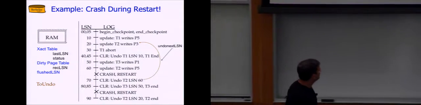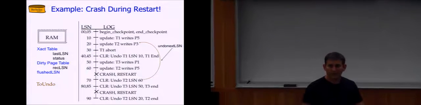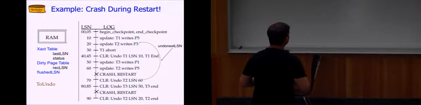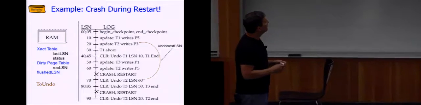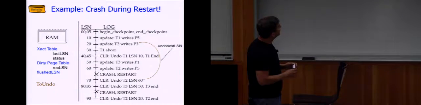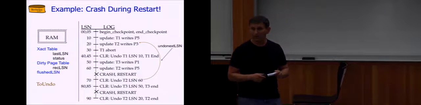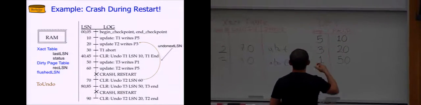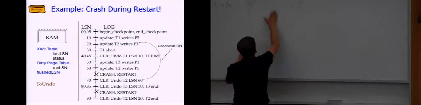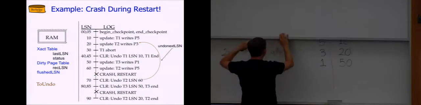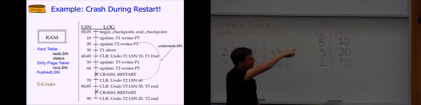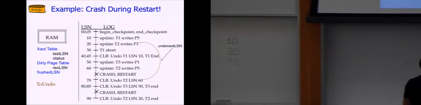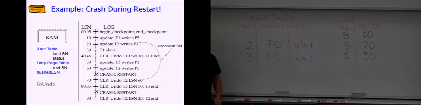What's the undoNextLSN for log record 80? It should be the prevLSN of 50. What's the prevLSN of 50? It's transaction 3's previous log record, of which there is none, right? So it's null. So we're done with transaction 3, which is good news. 50 goes out of ToUndo. And once you get to an undoNextLSN of null, you can write an end log record, which is 85, which I kind of tacked on at the end of this line. So T3 gets an end log record because we have nothing left to undo for it. And we can delete it from the transaction table when we write that end log record.